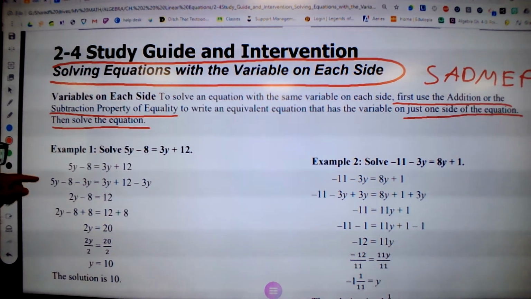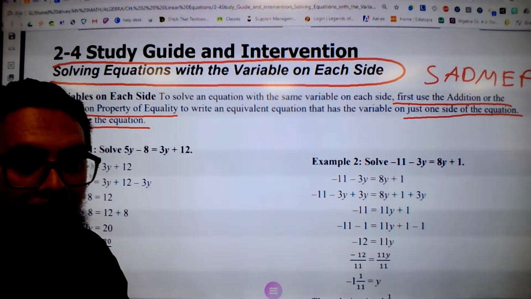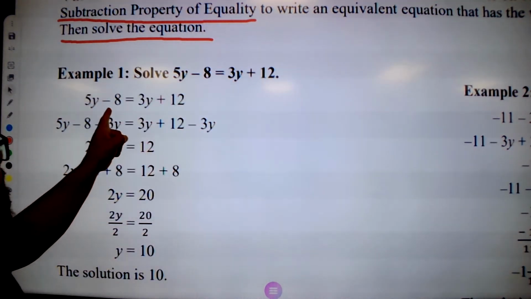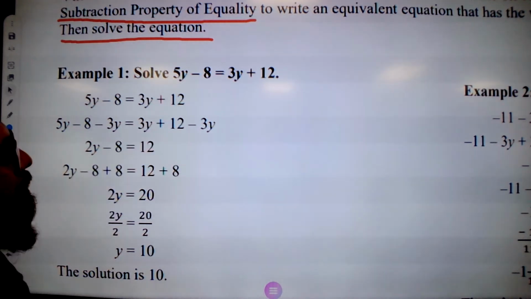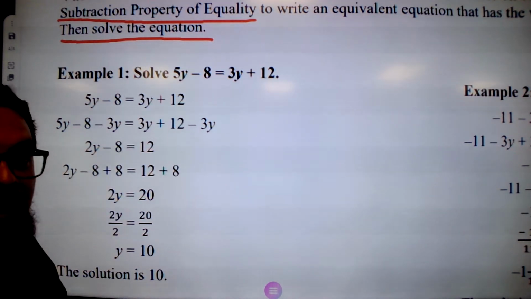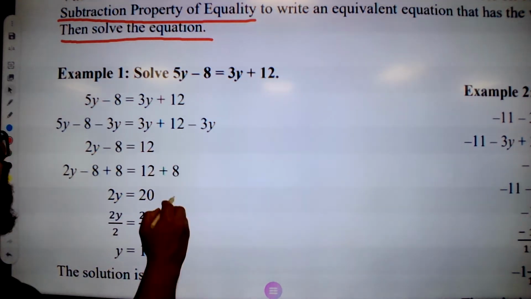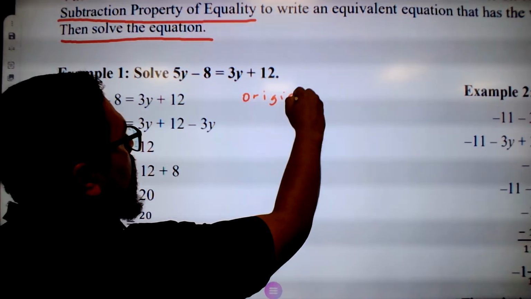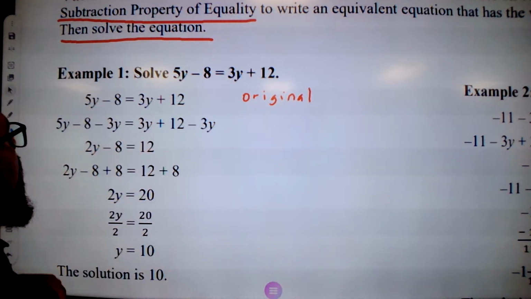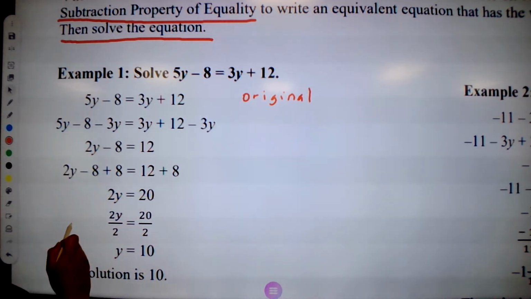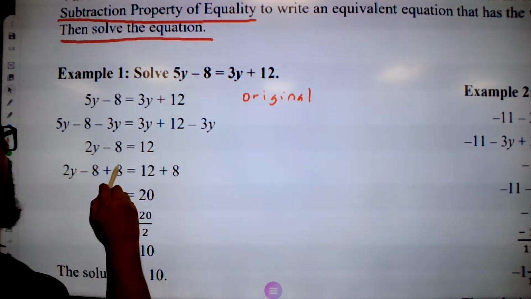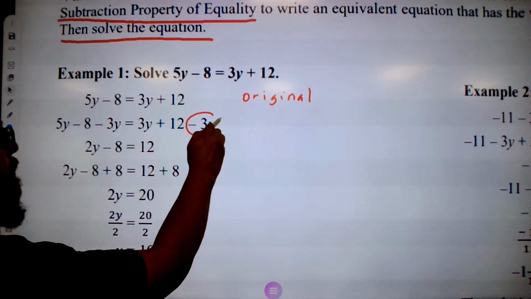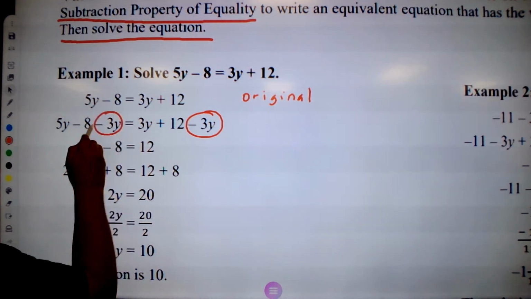Let's go ahead and I'm going to show you how we solved example number 1. Here's the equation: 5y minus 8 equals 3y plus 12. We're going to use TioSadMap, so we're going to subtract or add first. This is the original equation. And right here, it looks like they subtracted 3y from both sides. They subtracted 3y from this side, and they subtracted 3y from this side.